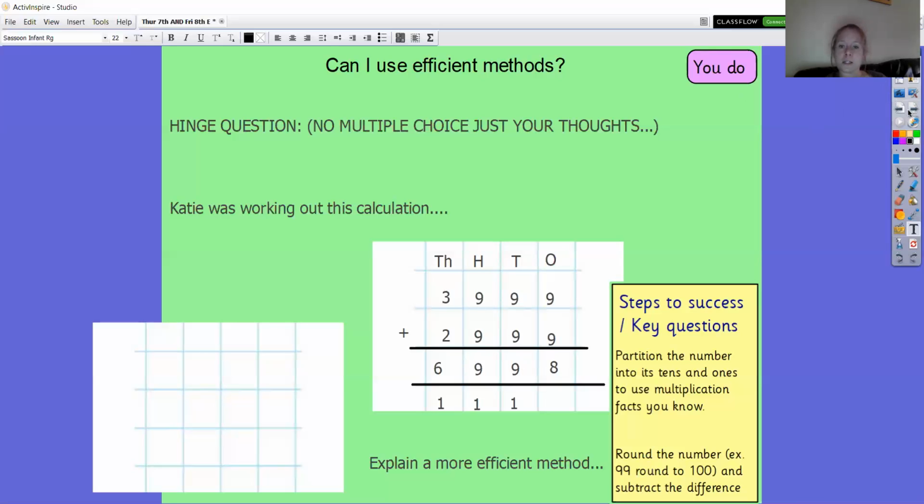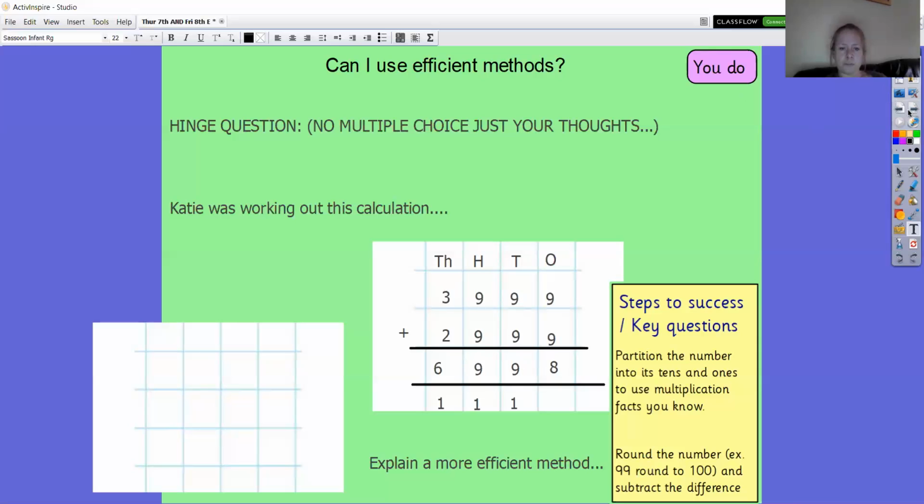And then she just needs to think to herself, so the answer is 7,000, but I added an extra one here and an extra one here. So I added 2 extra ones, so I just need to take those 2 extra ones off. And if she counts back a couple, she will know that she will be left with 6,998.